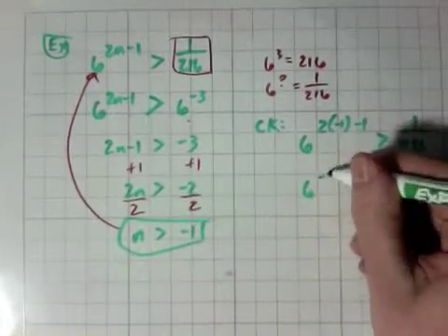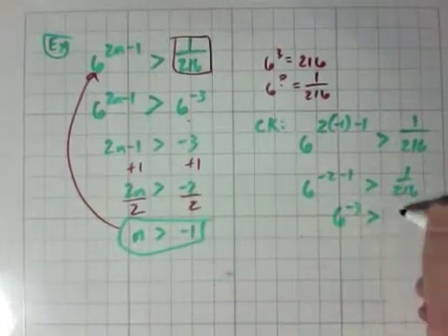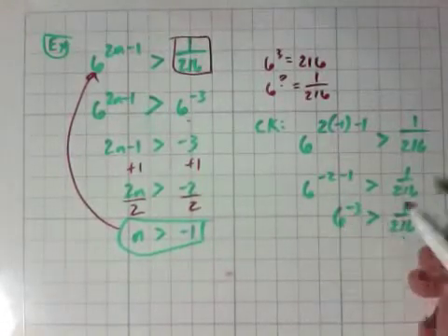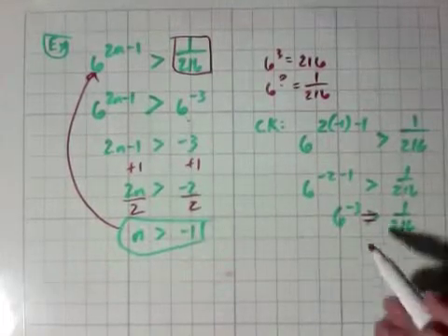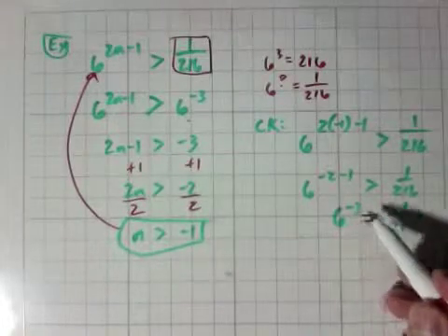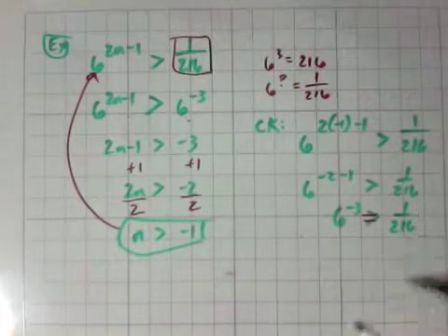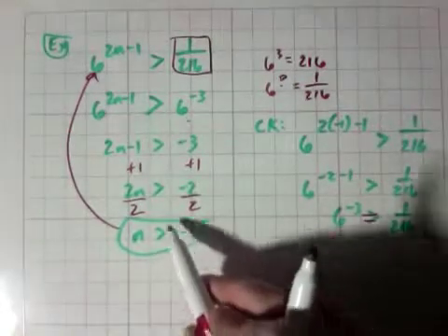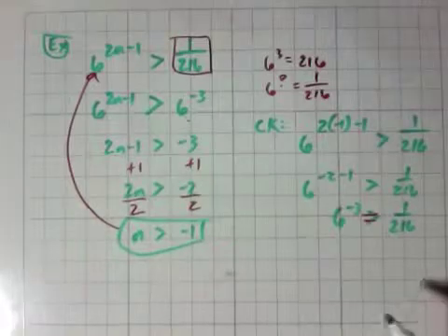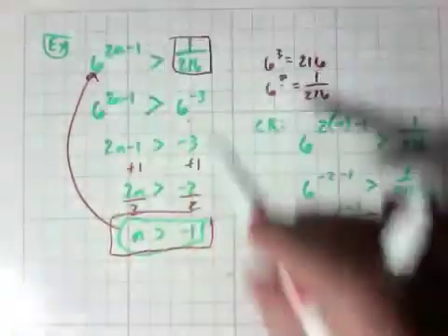So that's 6 to the negative 2 minus 1 greater than 1/216, or 6 to the negative 3 greater than 1/216. And this is a false statement. It's not greater than, it's actually equal to. But I think you guys would agree that any value bigger than that, like negative 2.999 even, would be greater than 1 over 216. So that's why n being greater than negative 1 would actually give us the same outcome. Alright, so all values of n greater than negative 1 would make this original statement true.